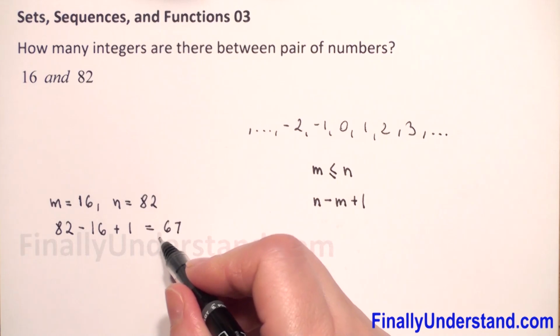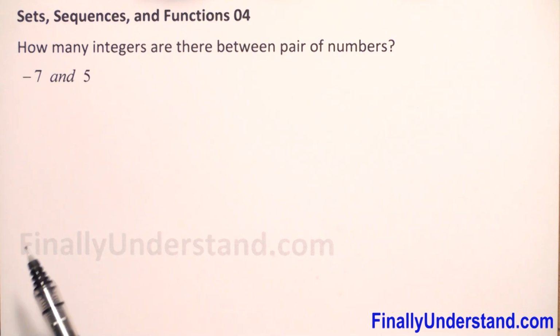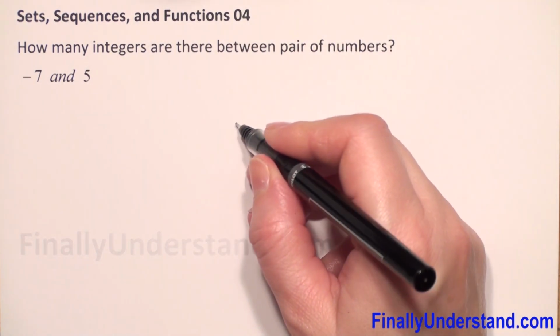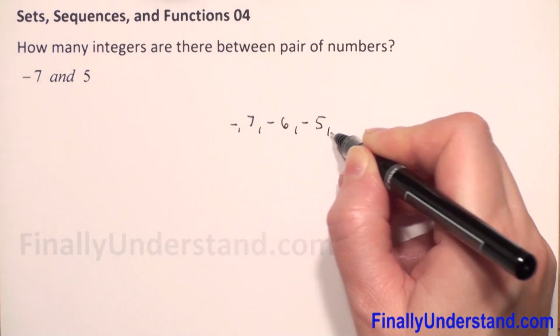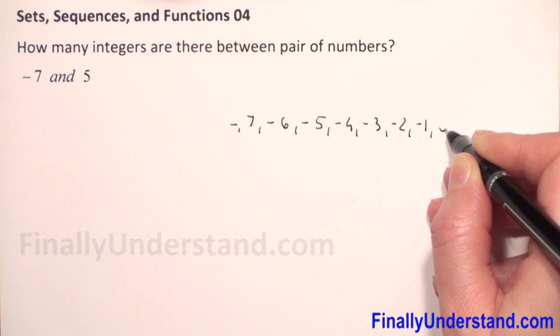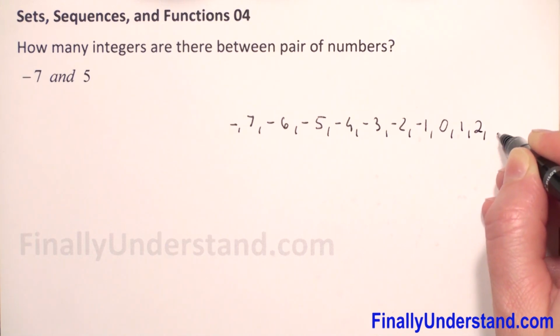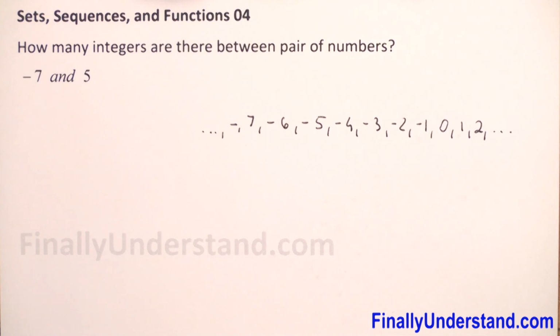This is my solution. We have to find how many integers we have between -7 and 5. When we have the word between, it means we have to include both ends of the range. Next, we have to know what the word integers means. Integers are numbers like -7, -6, -5, -4, -3, -2, -1, 0, 1, 2, and so on, from negative infinity to positive infinity.